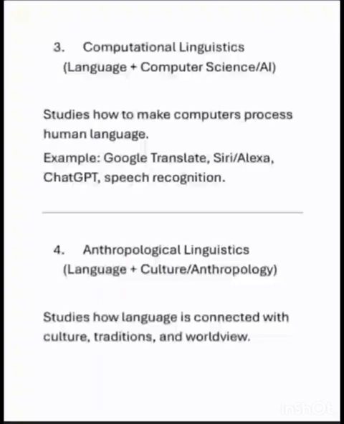Then we have computational linguistics. Computational is related to computer science or AI or ChatGPT, we can say. Linguistics is language. So it studies how to make computers process human language. We can see keyboards, our Google Translate, speech recognition. Wherever we speak, the Google or the chatbot we have, it understands our language, our words. So how these computers process or understand language, computational linguistics deals with that.